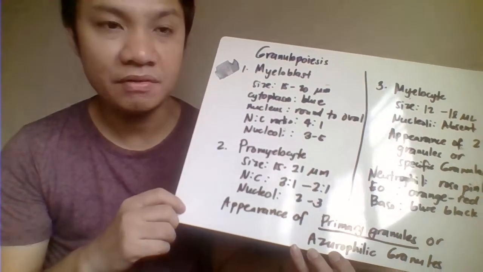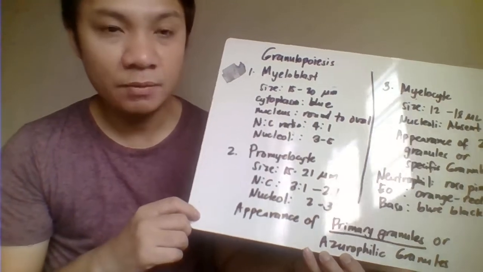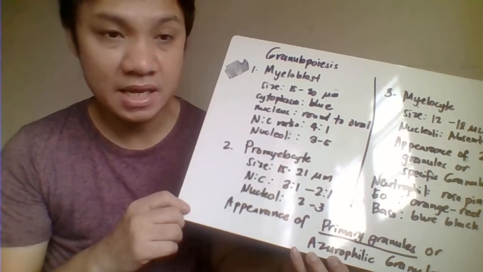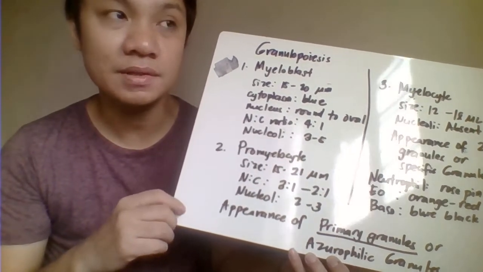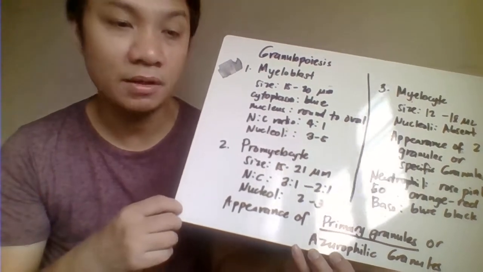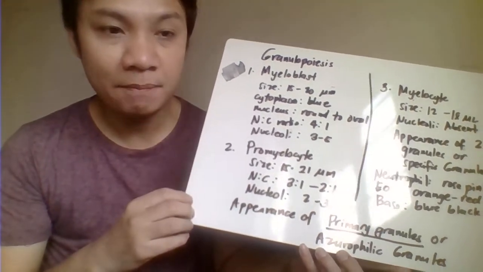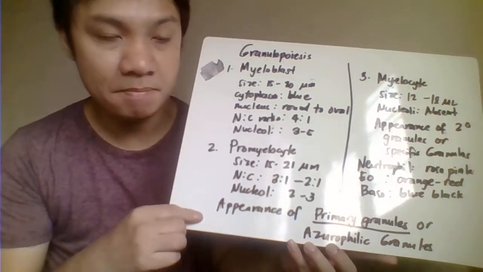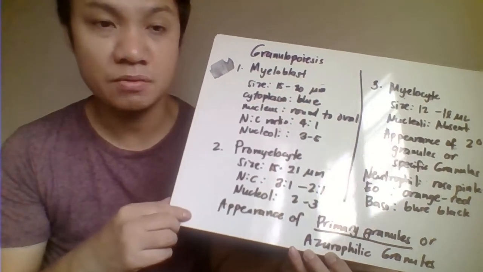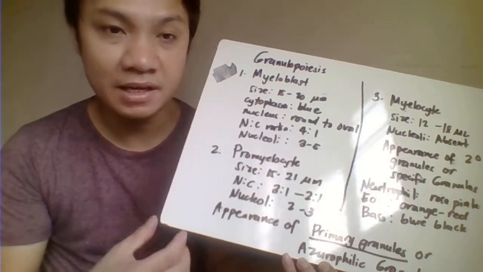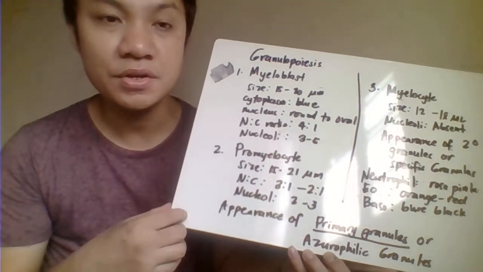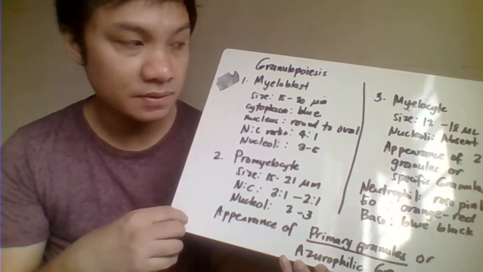Promyelocytes, on the other hand, measure 15 to 21 micrometers and have nucleoli, 2 to 3, and a nucleocytoplasmic ratio of 3:1 to 2:1. The promyelocyte stage is characterized by the appearance of primary granules. Another name for that is azurophilic granules, or non-specific granules.